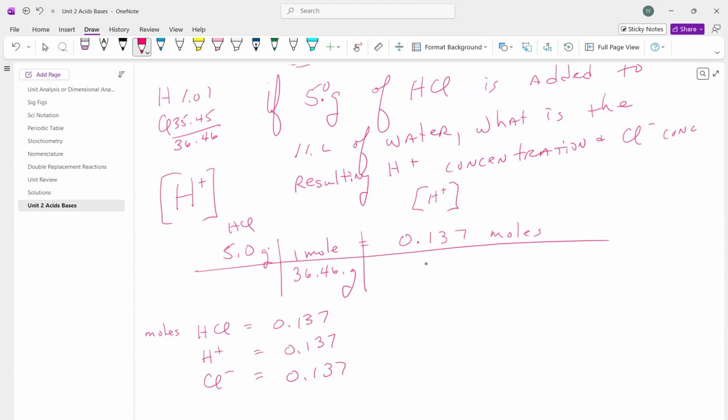Can you see anything wrong with what I just wrote? Think about the definition of a strong acid. Total dissociation. So what are the moles of HCl? 0. That's right, because everything went to H, everything went to Cl. So there's no HCl left.